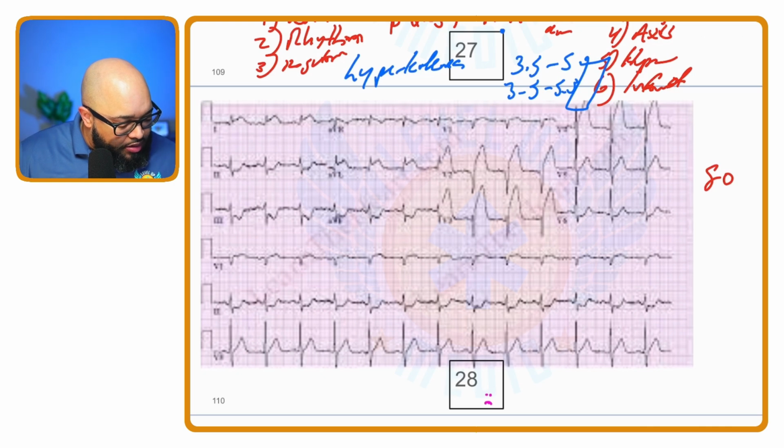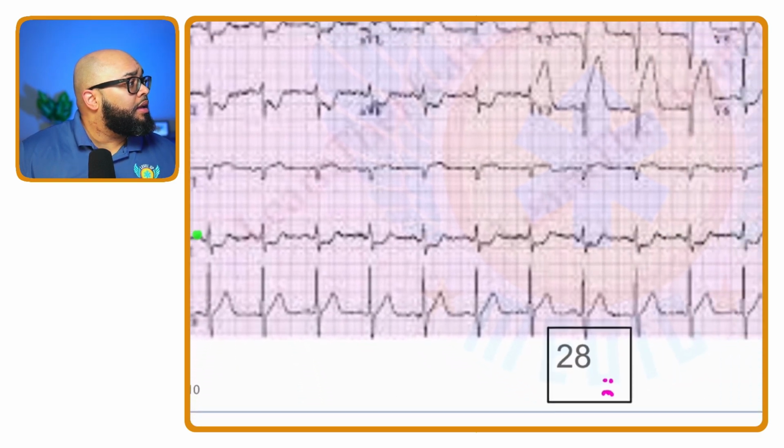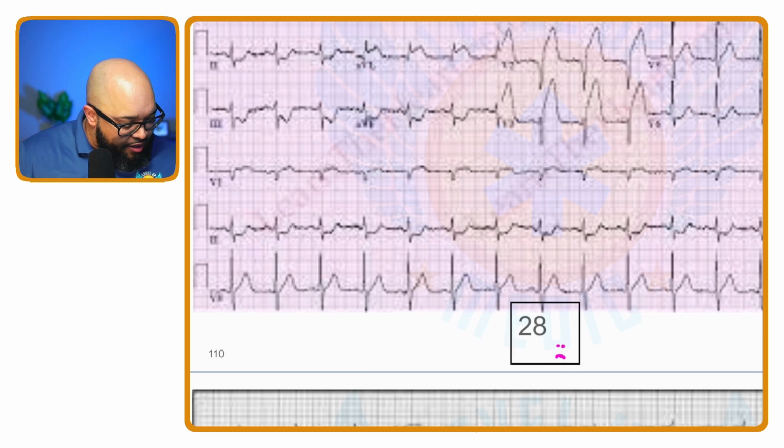Now, let's look at the rhythm overall. Now, this one's a little harder to see, but here, let's zoom in for me. Okay, so we have a P, QRS, and then we see something's going on here. We've got a P, a QRS, and then this T wave is not exactly right.